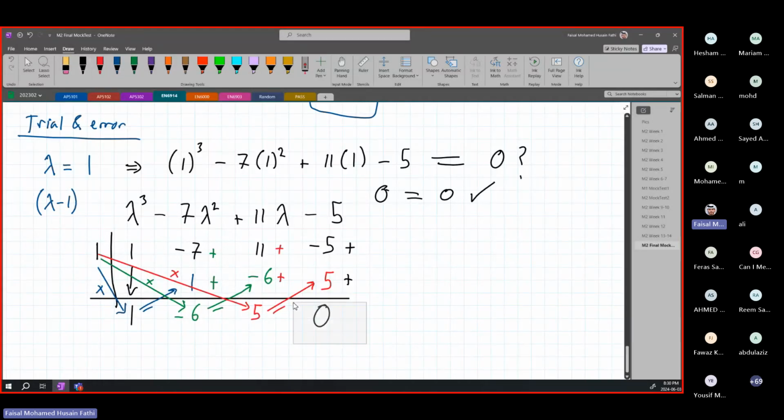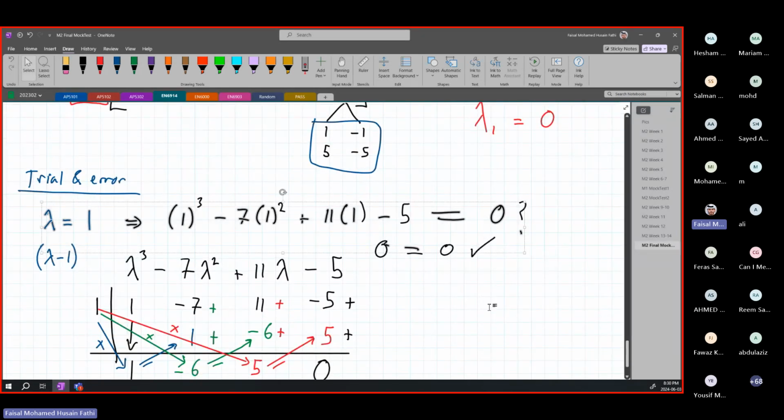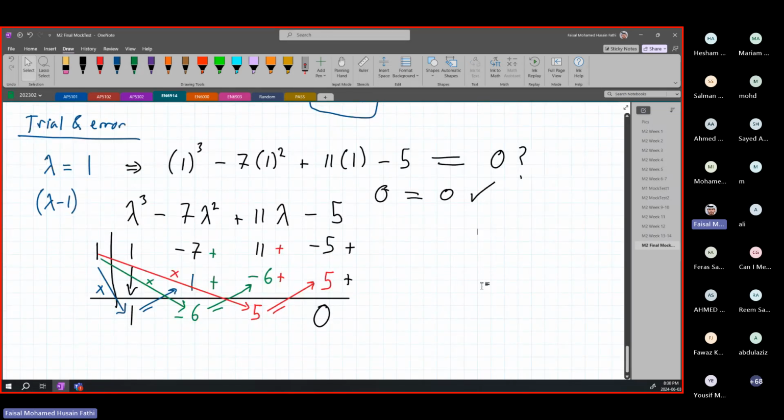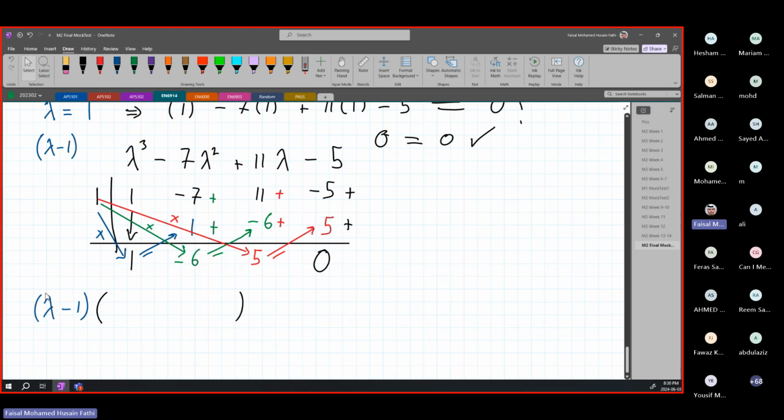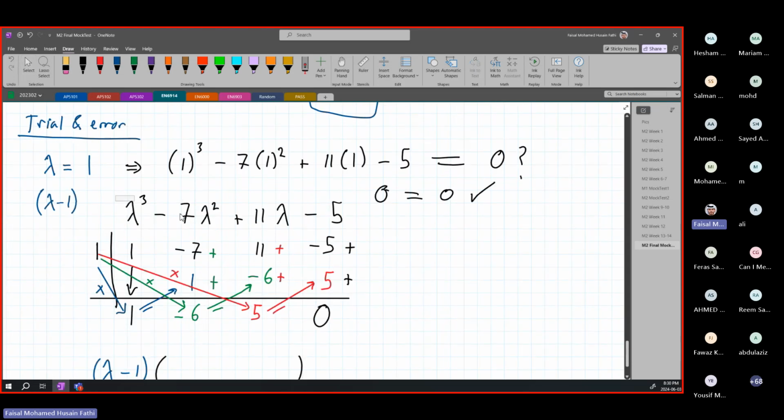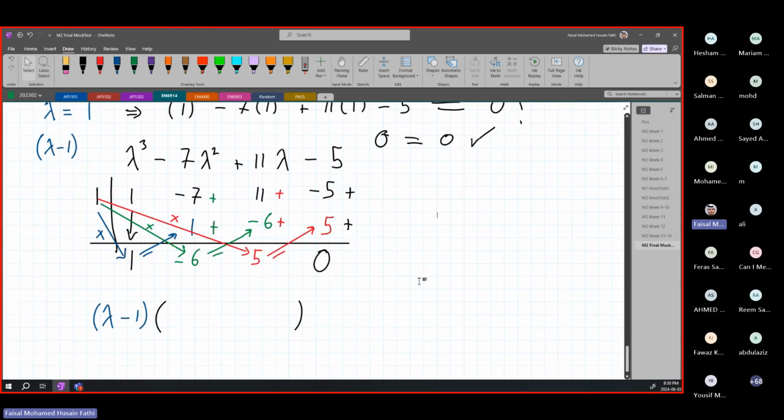If you do not get a value of 0, because this basically means it's your remainder, just know that you made a mistake while finding your lambda. So it basically is not actually a root. Or maybe you have made a mistake in the calculations here if you are sure that it is a root. So why are we doing this? Because like I said earlier, we have lambda minus 1. And we want to know what will be remaining once we take this lambda minus 1 outside of this equation, which is lambda cubed minus 7 lambda squared plus 11 lambda minus 5.